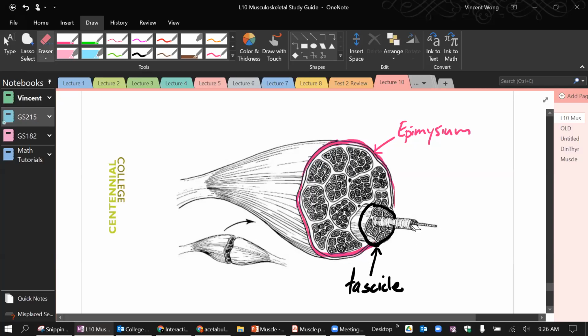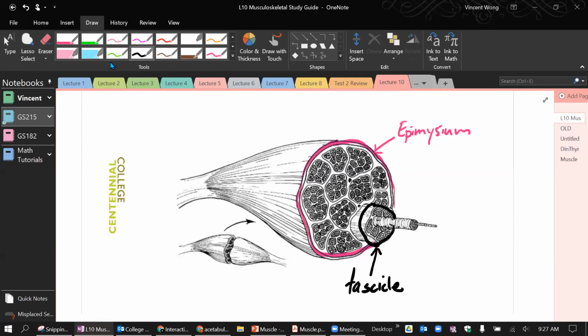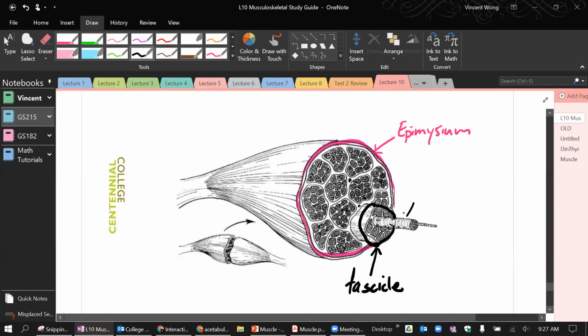Okay, so I'm going to pull one thing out of the fascicle. What is that? Shamira, you want to try and tell me what that is? If I pull one thing out of the fascicle. What is that?